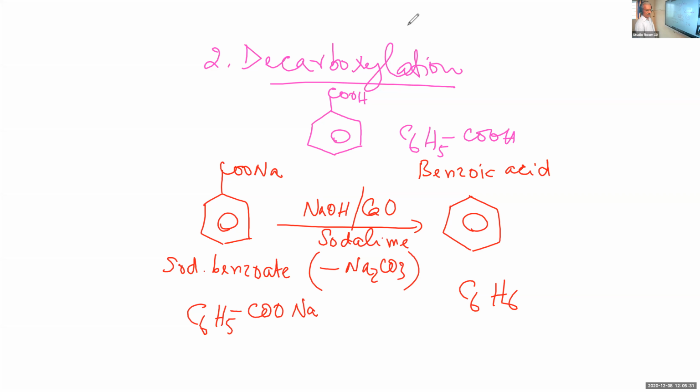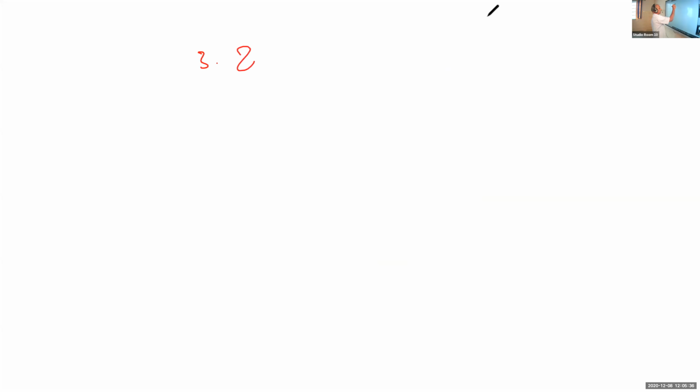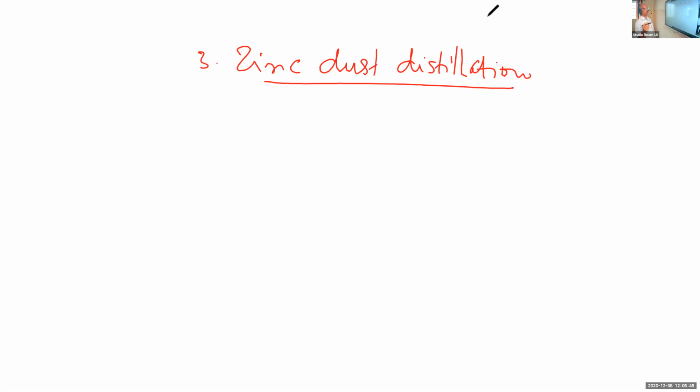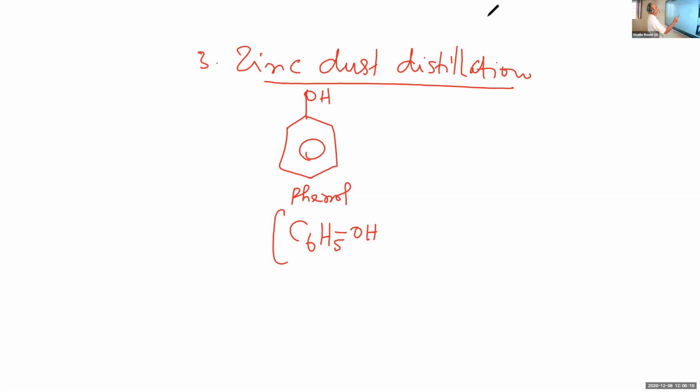Okay, let us take one more reaction. The third one is zinc dust distillation. Zinc dust distillation of phenol. Phenol is C6H5OH. It is phenol.